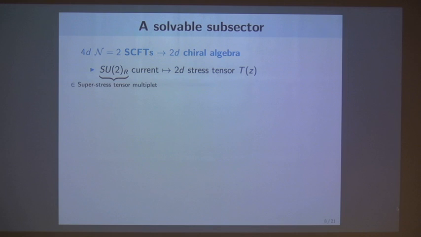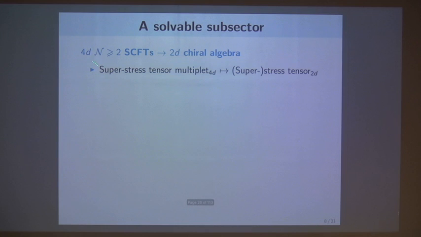Now here I was just taking N=2 supersymmetry, and we started with something supersymmetric in four dimensions, and under this map we go down to 2D, but there is no supersymmetry left. Of course, if you had started with something that had more supersymmetry than N=2 in four dimensions, then you would have some leftover supersymmetry in two dimensions. In this case, more operators in the superstress tensor multiplet make it to this chiral algebra, and you would end up in 2D with the superstress tensor.